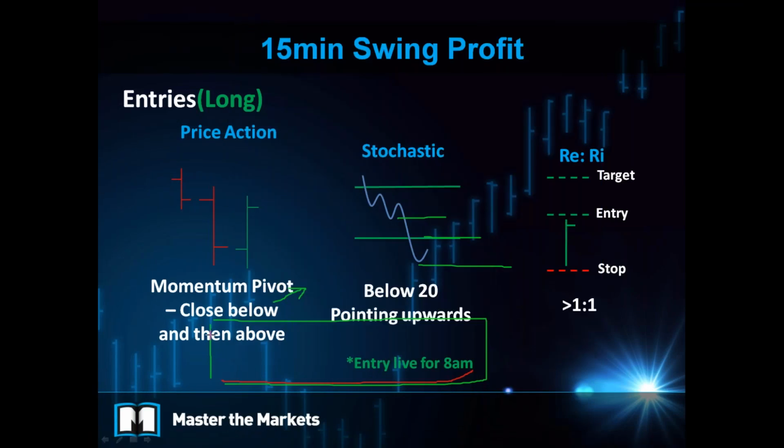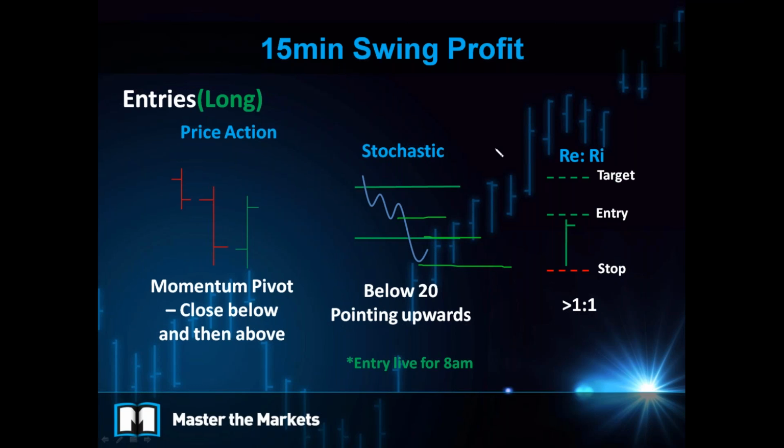Great. The next thing we need to look at, as I said, is a momentum pivot: close below and then close above. Close below the 20 EMA and close above the 20 EMA. The momentum pivot can be in two different pattern forms. One, as I mentioned yesterday, it can be a straight line down.